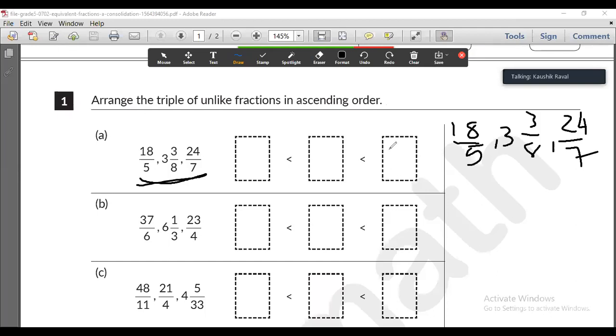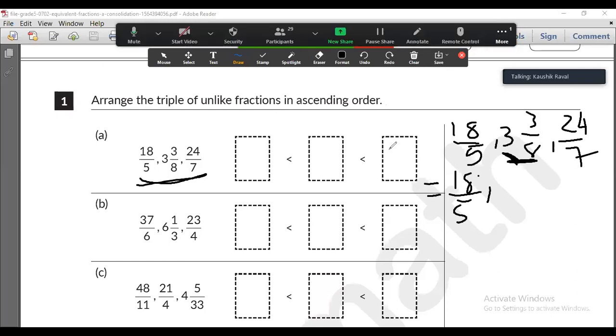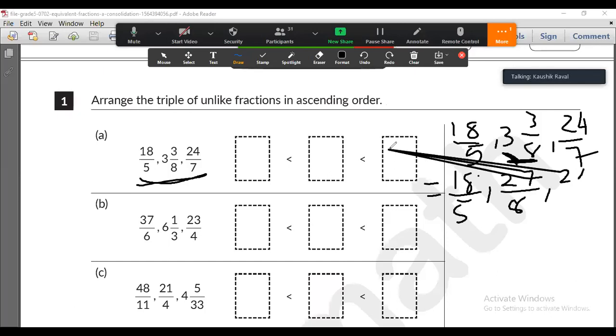Okay. So first of all, we will put all of them into improper fractions. What is this? 3 whole 3 upon 8. First of all, we have to convert these. 8 threes are 24 plus 3, 27 upon 8. The denominator 8 does not change, beta. So we have got 24 upon 7, the third one.